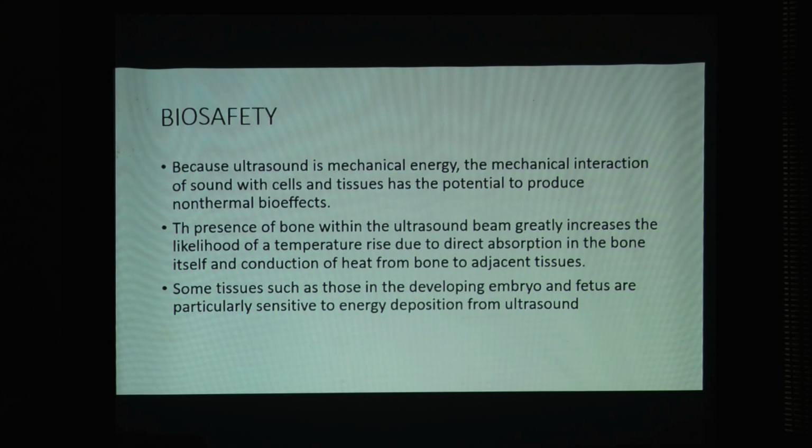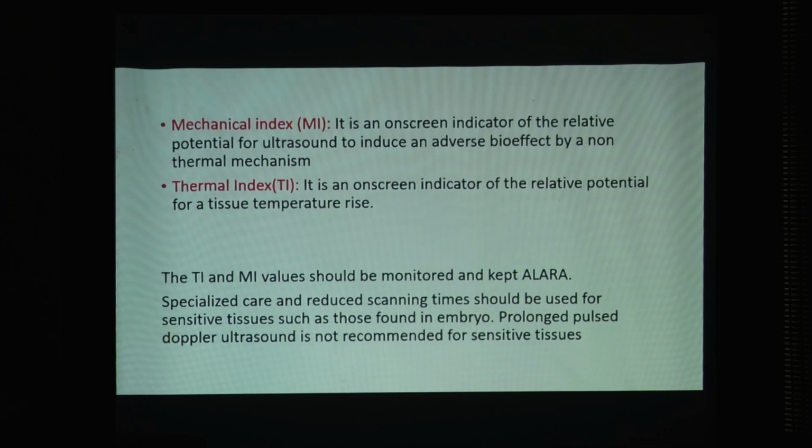Some tissues, such as those in the developing embryo and fetus, are particularly sensitive to energy deposition from ultrasound. So there is a mechanical index, thermal index, etc. What we do is, the values should be monitored and kept as low as reasonably achievable. Then specialized care and reduced scanning times should be taken, and you should repeat the studies only when necessary. You should always think of the possibility of tissue damage.